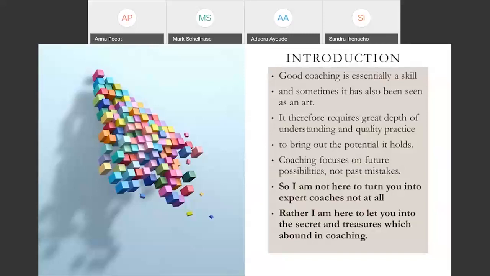Now, Adaora and I do not want to turn you into expert coaches. We can't do that within a session of 1 hour, 30 minutes. Rather, what do Adaora and I want to do today? We want to expose you. We want to open up the secrets, the treasures, the beautiful things that are bound in coaching. We hope you will join us in this journey and discover those secrets and treasures.